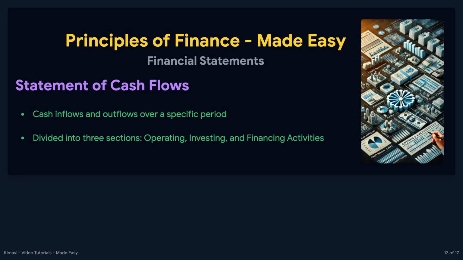The statement of cash flows provides information about the cash inflows and outflows over a specific period. It helps users understand how the company generates and uses cash. The statement of cash flows is divided into three main sections: operating activities, investing activities, and financing activities.